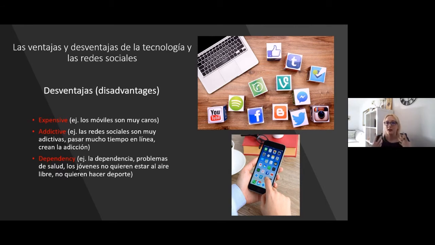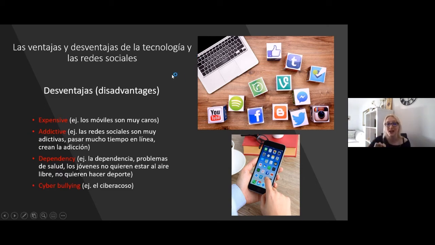They might talk about dependency, okay? We've become very dependent on technology in everyday life, haven't we? So in Spanish, dependency is la dependencia. They might talk about problemas de salud, health problems. An example of that might be los jóvenes no quieren estar al aire libre. So young people don't want to be outside in the open air, okay? Or no quieren hacer deporte. They don't want to do sport, okay? All of these things are key vocab tied to this theme, okay?